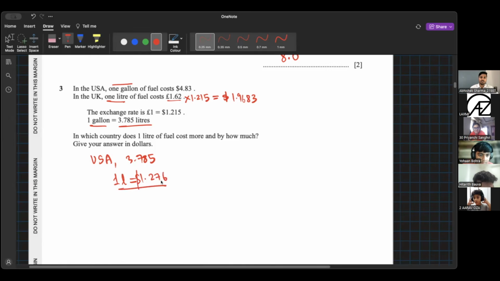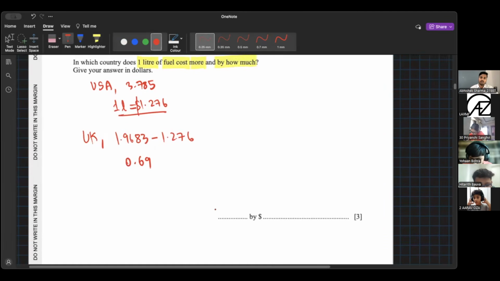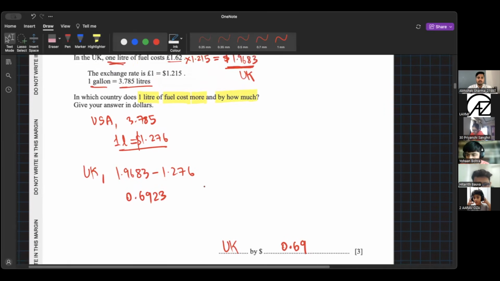Cost of 1 liter is this much in USA, and the cost of 1 liter is this much in UK. The question asks in which country does 1 liter of fuel cost more and by how much. So definitely it is more in UK, and by how much we'll find the difference: 0.6923. So you can write by $0.69. That's the answer. Let's move on.